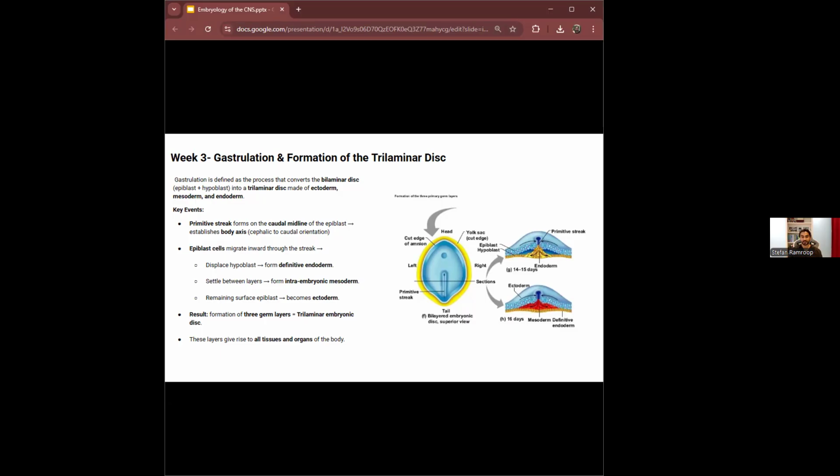The next layer of migrating cells will spread out between the endoderm and the remaining epiblast, and this is going to become your intraembryonic mesoderm. And the cells that remain will differentiate into your ectoderm. And by the end of this process, you have your trilaminar disc.